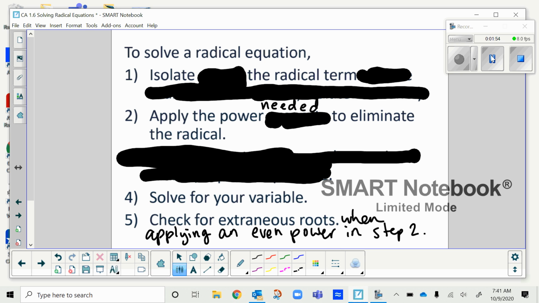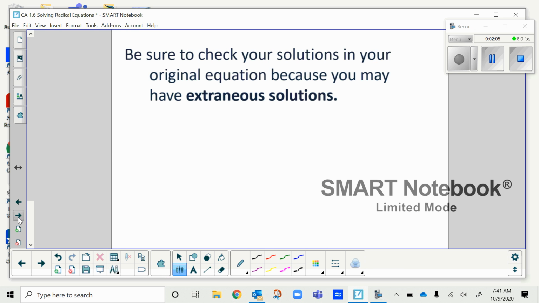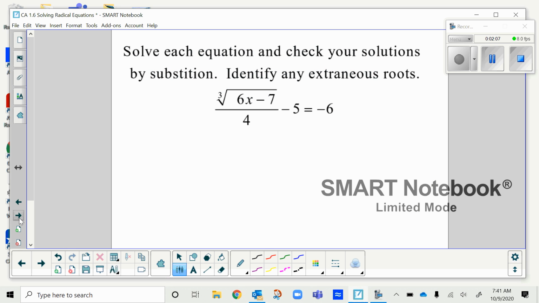And if you have the notes printed, I did add something on step 5: check for extraneous roots when applying an even power in step 2. All right, so we're only going to be doing 2 of these practice problems. We're cutting out the third one.